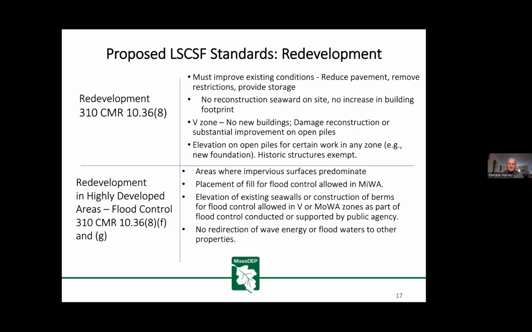And then there's a provision allowing elevation of existing seawalls or construction of berms for flood control in the velocity or moderate wave action zone, conducted or supported by a public agency. That's to be sure it's part of a sort of cohesive flood control plan. Flood control does have to be coordinated in order to be effective. And there's some other provisions about being sure that the flooding won't affect other properties. Next slide.